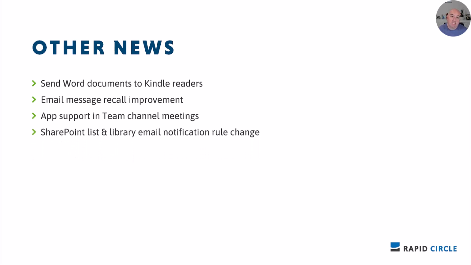And finally, rules on lists and libraries. When you use the alert feature, it allows you to send automatic email notifications based on events in the list or library, such as somebody modifying a file that isn't you or a new file being uploaded. Now, previously, these email notifications were sent from a generic SharePoint Online address with like no-reply at sharepointonline.com.